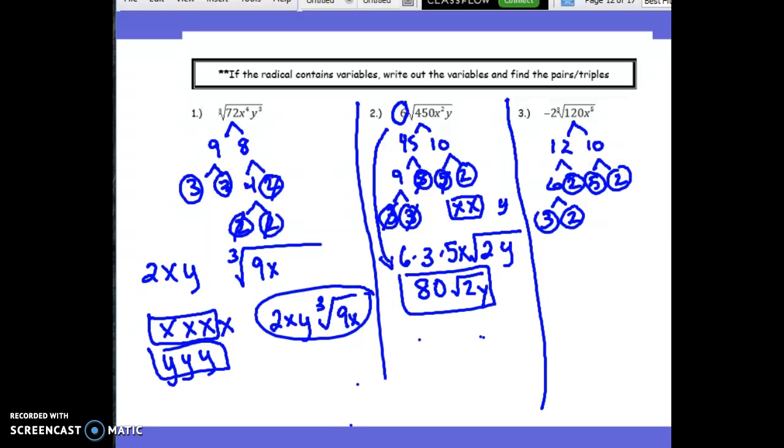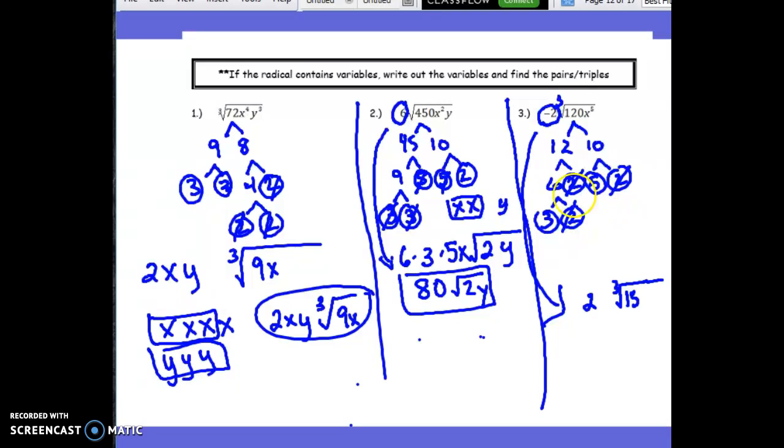So once I have the prime factorization here, again, we have a negative 2 on the outside, so that's going to be multiplied at the end. Don't forget about it. Our index is 3, so we're looking for our triples. If I look at my triples here, I've got 1, 2, 3. There's a 2, so 2 is going to go on the outside. Then we've got 5 and 3 left over, so that's going to go on the inside. It's going to be 15 inside the radicand. My index is 3, don't forget that.